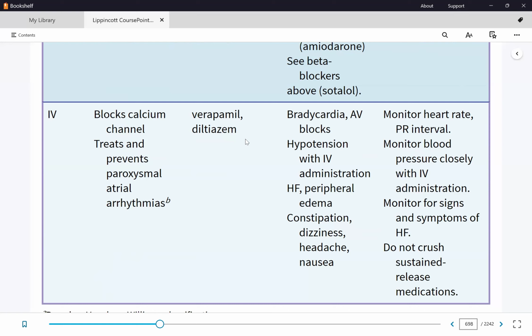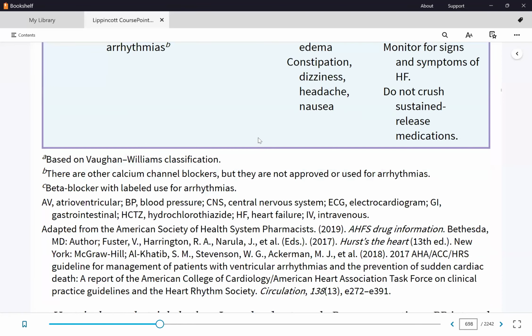Are we clear? So we use these for tachycardia, especially very effective for atrial fibrillation and atrial flutter with rapid ventricular response. These two are going to be used intravenously, although we can also give them PO for maintenance, I mean, when we discharge the patient.